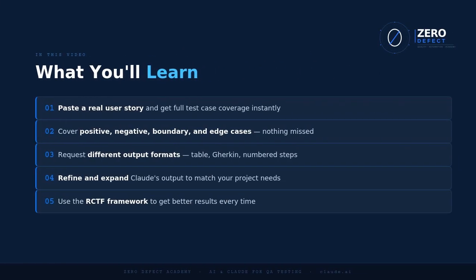Here's what we're going to cover in this video. First, I'll show you how to paste a real user story into Claude and get instant test case coverage. Then we'll make sure we're not missing anything. Claude will cover positive scenarios, negative scenarios, boundary values, and edge cases all in one go. We'll also look at how to ask Claude for different output formats, whether your team uses a table, Gherkin syntax, or just a numbered list. And finally, I'll show you how to use follow-up prompts to refine and expand the output when you need more detail. By the end, you'll have a repeatable process you can use on every feature you test.